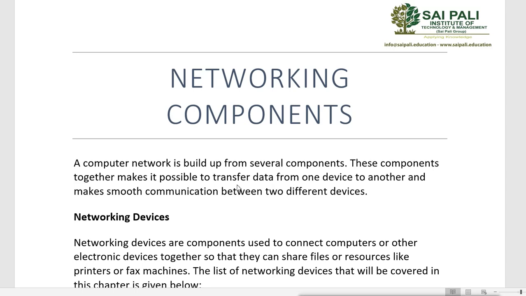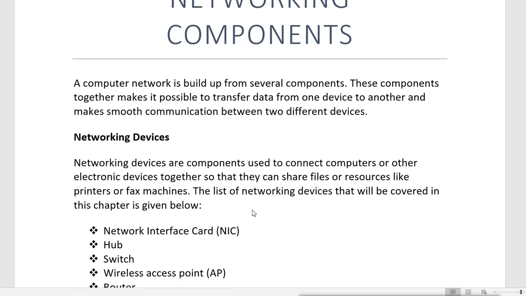Now, a computer network is built up like the same computer, made with different components. Computer networks also need some hardware components, which we call network devices. These networking devices are components used to connect computers or other electronic devices together so that they can share files or resources like printers or fax machines.